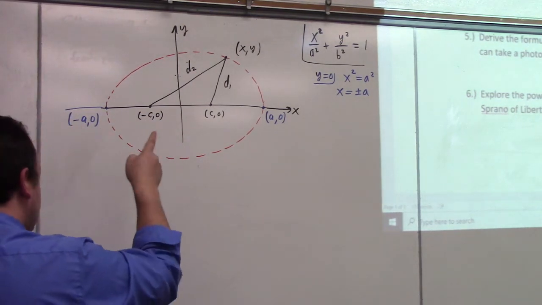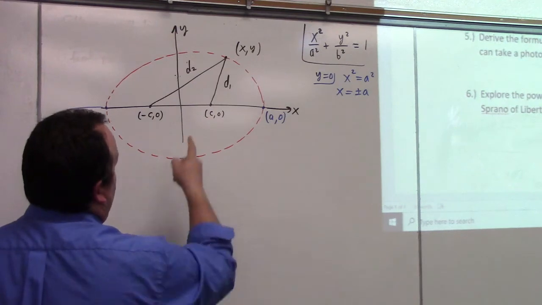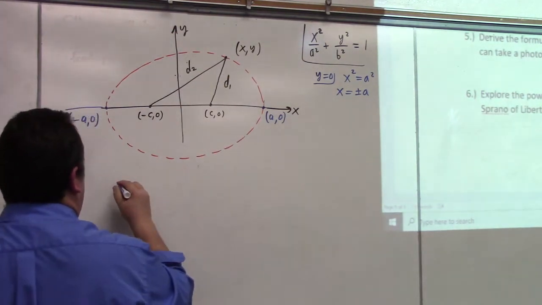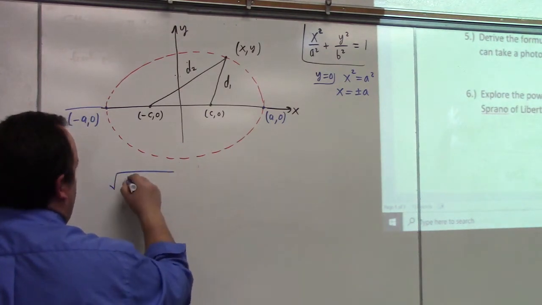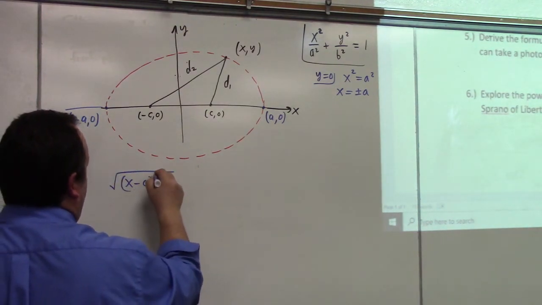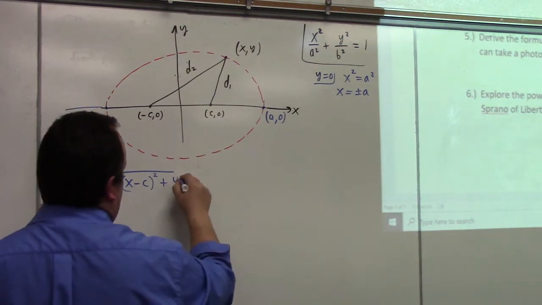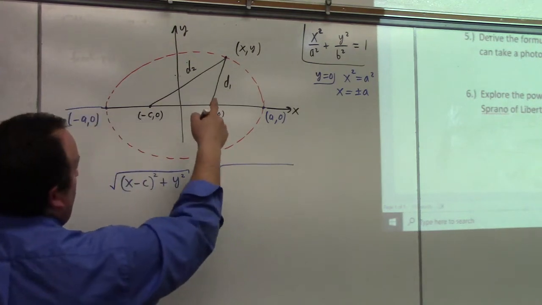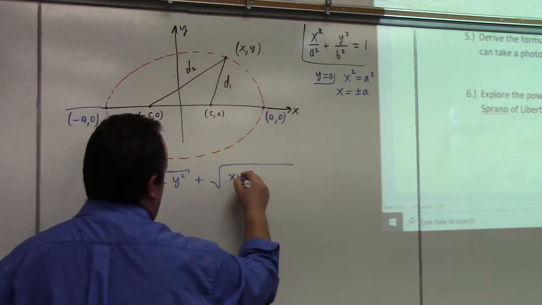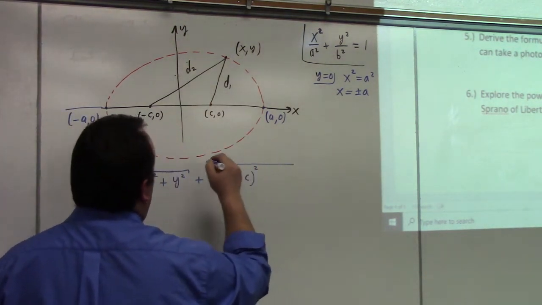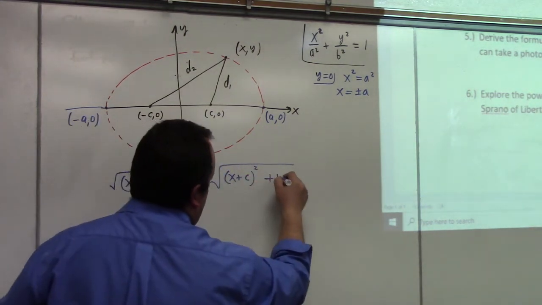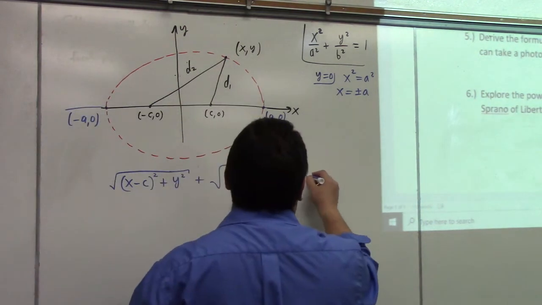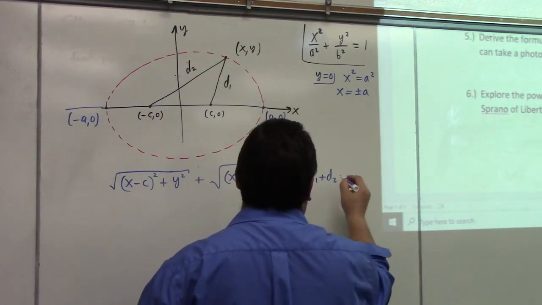So here we go. What's the formula for D1? We got the square root of x minus c quantity squared, plus y minus 0 squared, which is that. And then what's D2? We've got x plus c quantity squared plus y squared, yeah? That's equal to d1 plus d2. Can you tell me what d1 plus d2 should be in terms of a?